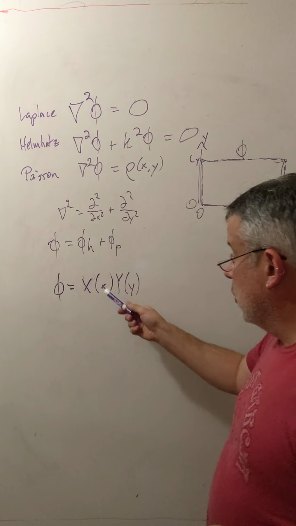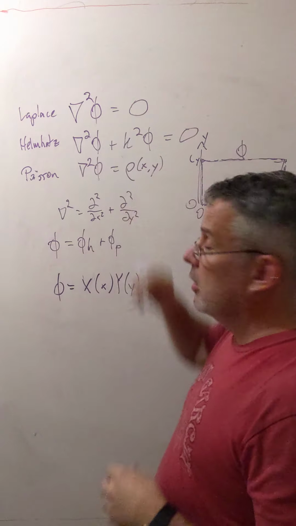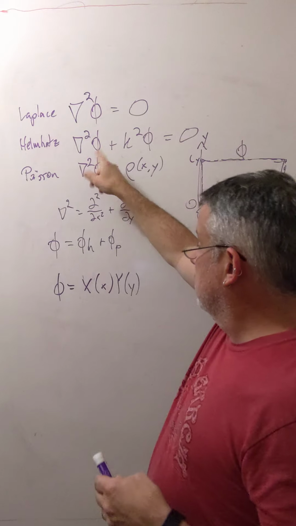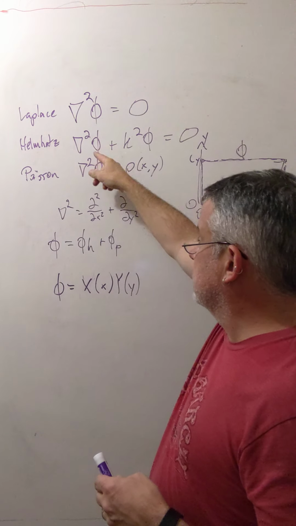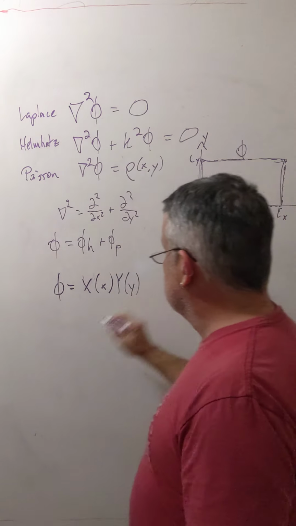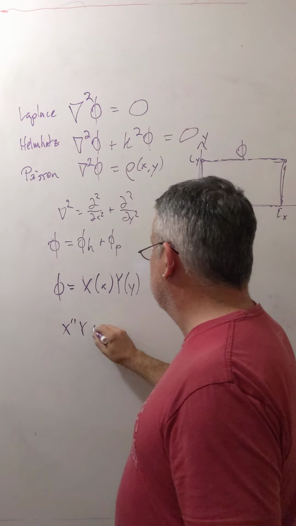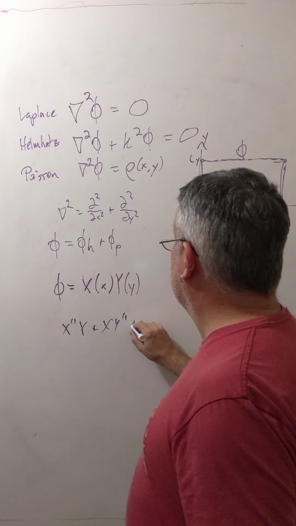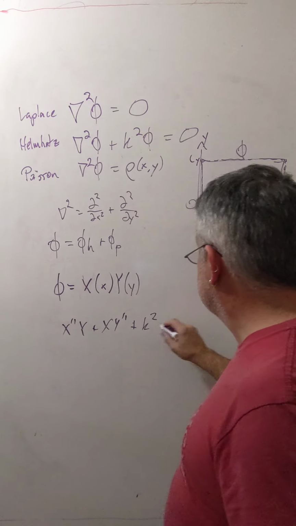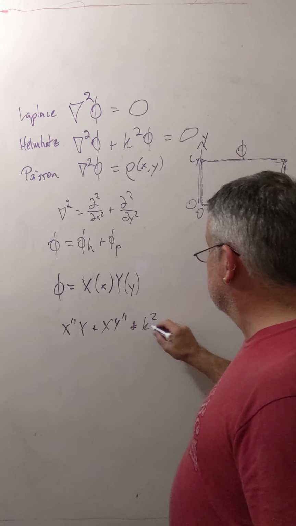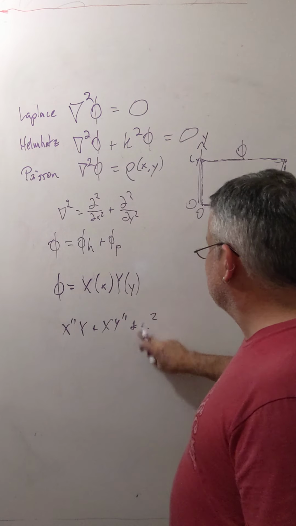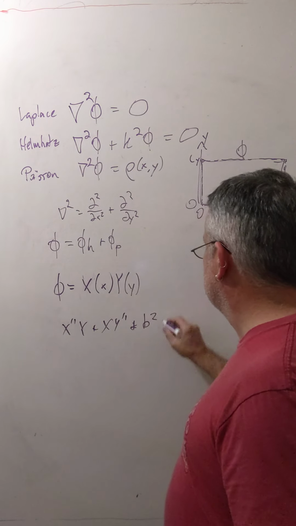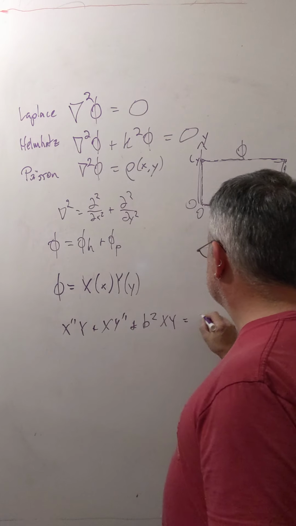Okay, let's suppose that we do the same separation of variables that we do in the Helmholtz equation. What we're going to find is the second derivative with respect to x of the x part plus the second derivative with respect to y of the y part. So let's write it out. X double prime y plus x y double prime, that's the Laplacian, plus k squared. This is a different k than the k we just used as a separation constant. This is the one that comes from the original equation, so let's call it something else. Let's call it b squared. B squared times xy equals 0.